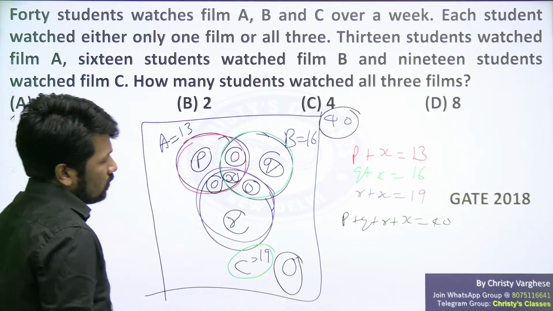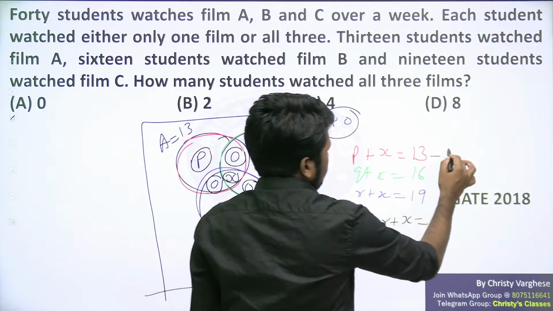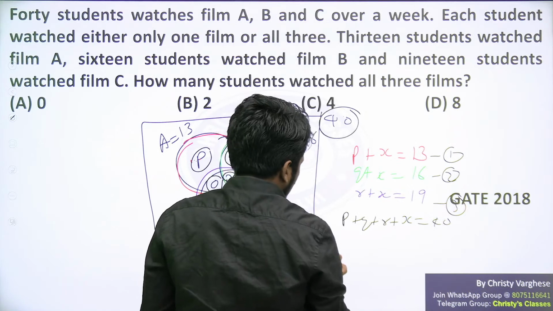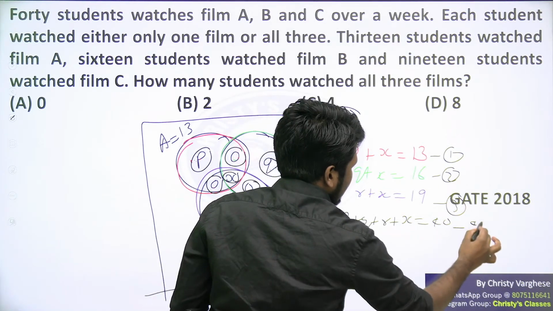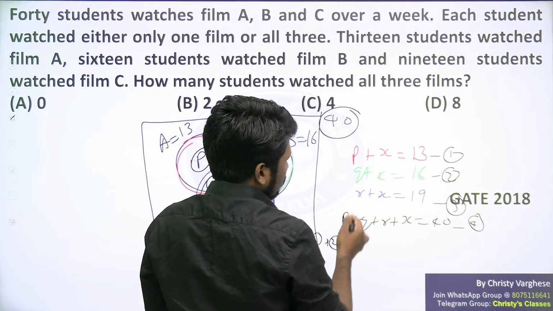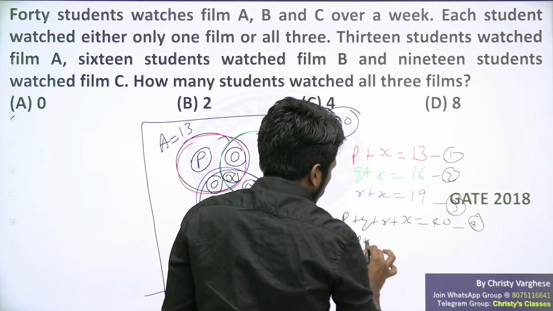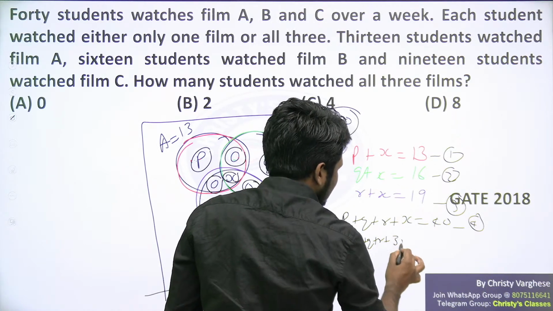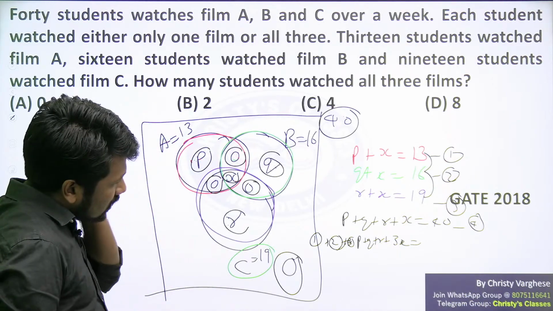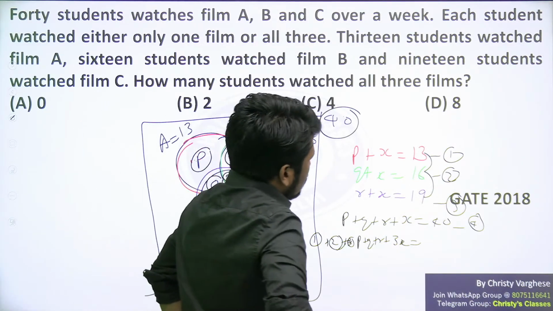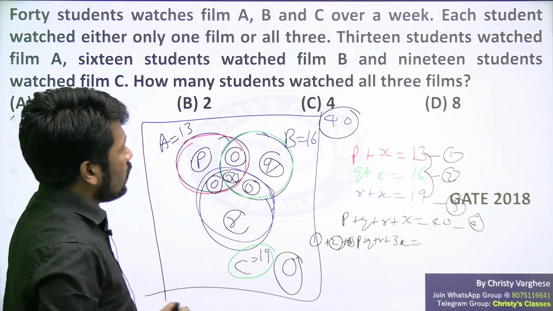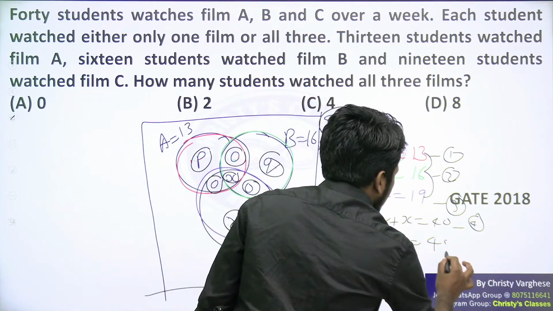How can you solve these 4 equations? The easy way is to add up the first, second, and third equations, and then simplify it with the fourth. If you add up the first plus second plus third, you will get P plus Q plus R plus 3X equal to 13 plus 16 plus 19. 13 plus 16 plus 19 will be what? 13, 19, 32, 48.